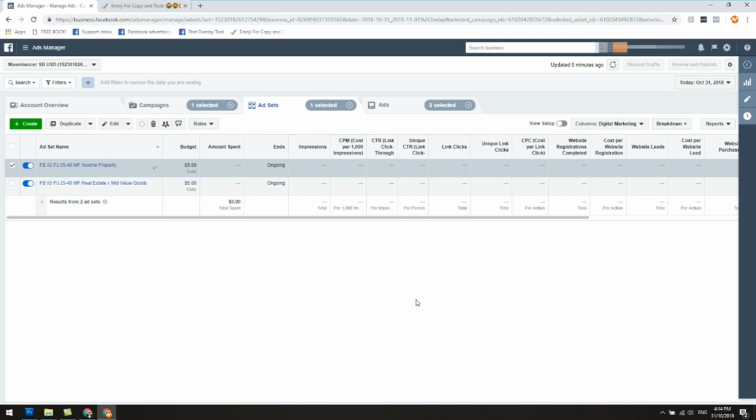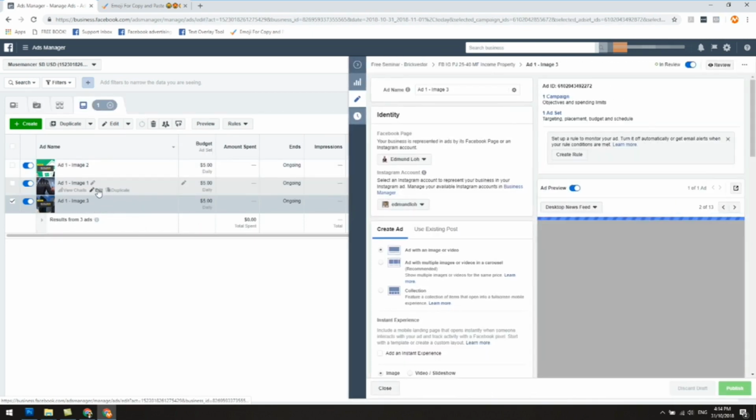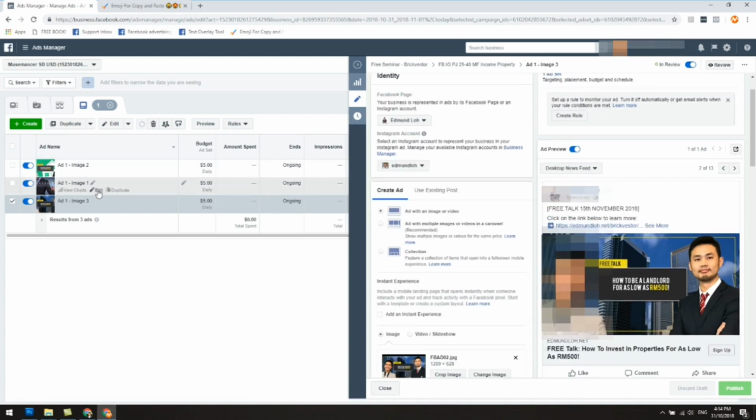So right now, as you can see here, we already have 2 ad sets spending $5 a day each, and that is a total of $10 a day, all right? You can create more ad sets if you want, and that depends on your budget and your risk appetite, okay? Now, what's interesting is that this also has 3 ads in the ad set, and this is quite identical to the ads that I created earlier in the other video. So this might look very familiar to you.